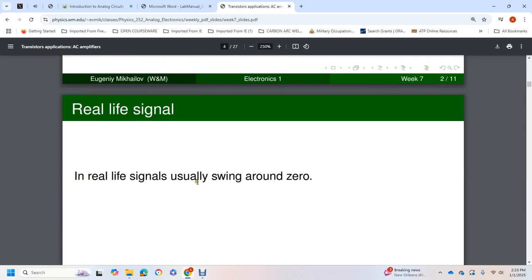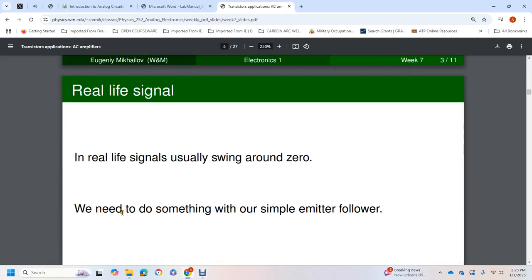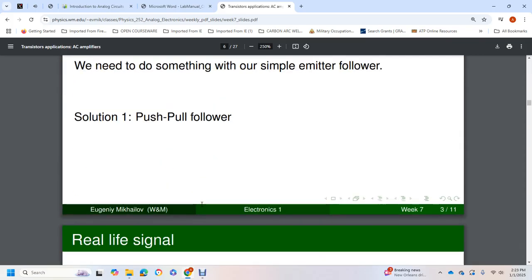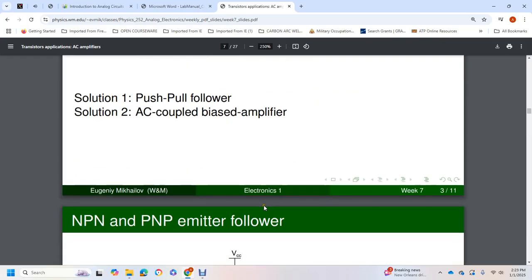Real life signals usually swing around zero, so in real life we need to do something with our simple emitter follower. Solution 1: push-pull follower. Solution 2: AC coupled bias amplifier.